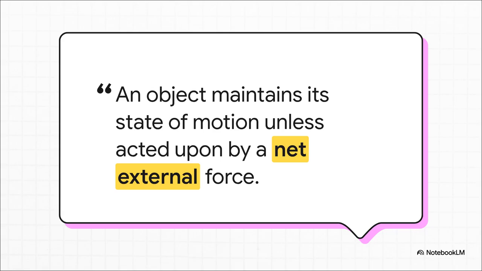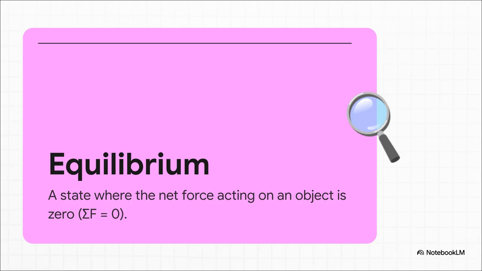If an object is sitting still, it's going to stay still. If it's moving, it's going to keep moving in a perfectly straight line at a constant speed unless some net external force comes along and messes things up. Now, this do-nothing state leads us to a massively important concept for solving problems: equilibrium.